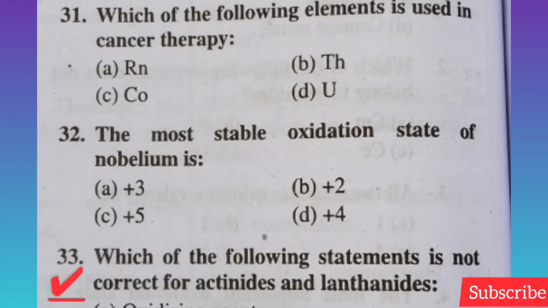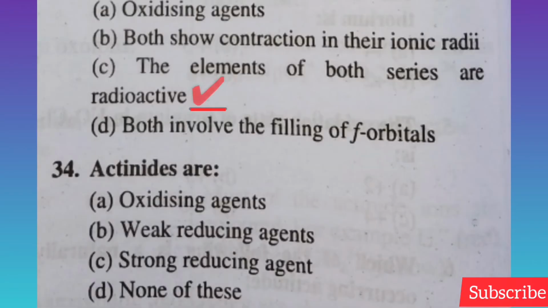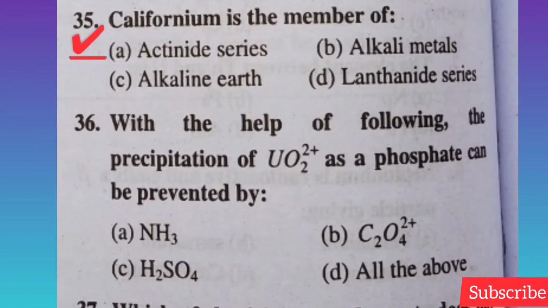Next question है, which of the following statements is not correct for actinides and lanthanides? Option C is right answer. The elements of both series are radioactive. Next question है, actinides are strong reducing agents. Next question है, californium is the member of. Option A is correct, actinide series. Next question है, with the help of following the precipitation of UO2 positive as a phosphate can be prevented by. Option C is correct, H2SO4.